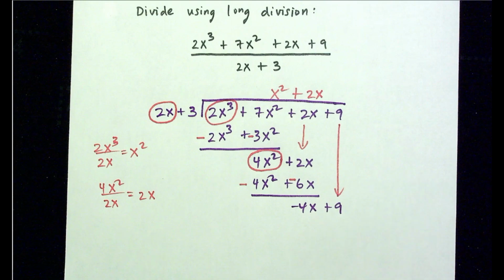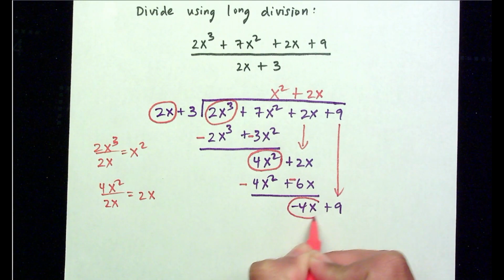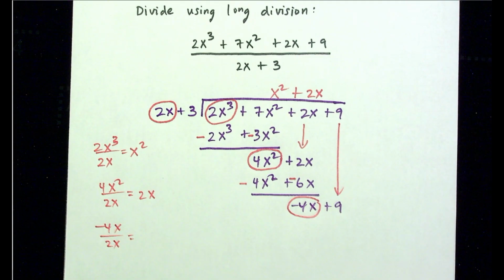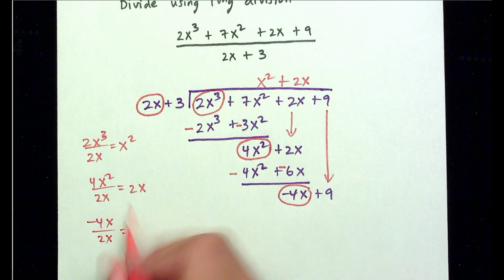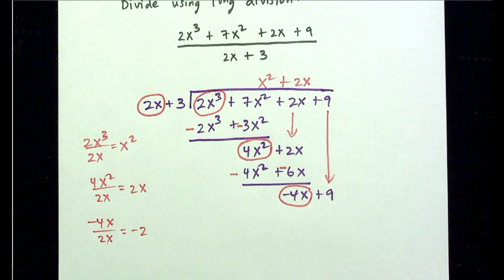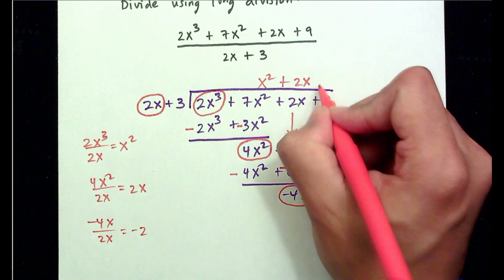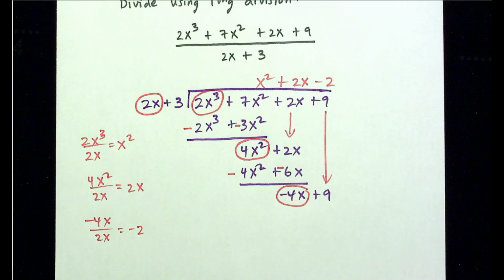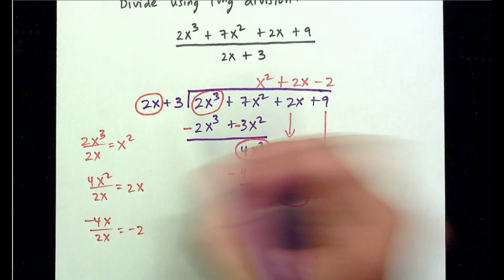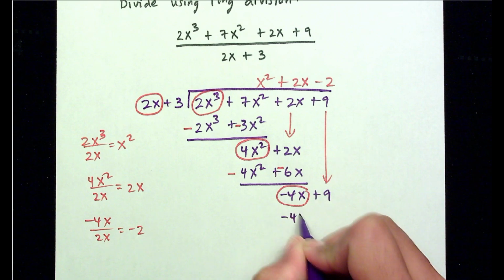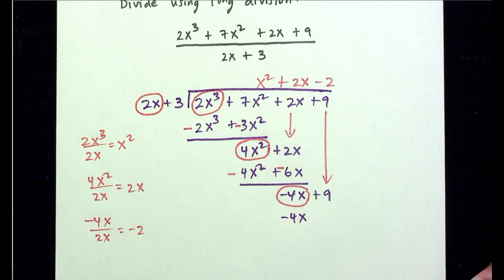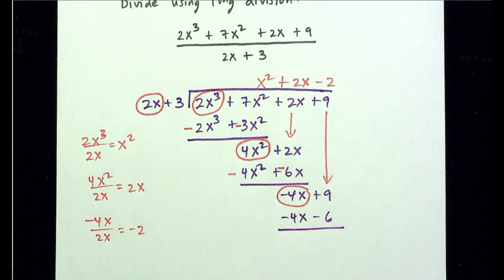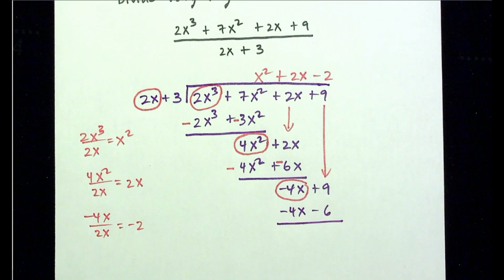Negative 4x, now we take this, negative 4x, and divide it by 2x. So negative 4x divided by 2x. Negative 4 divided by 2 is negative 2, and the x is cancelled, so we just get negative 2. So we put here negative 2. And now distribute. So negative 2 times 2x is negative 4x. Negative 2 times 3 is negative 6. And now subtract by changing the signs and adding down.